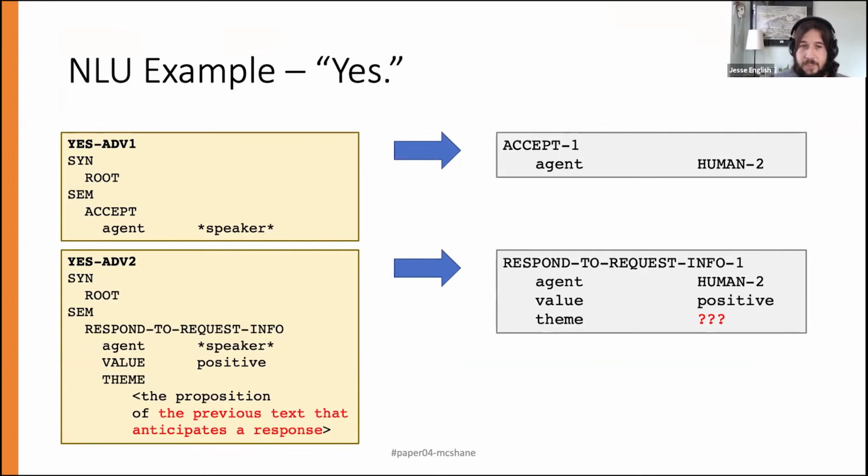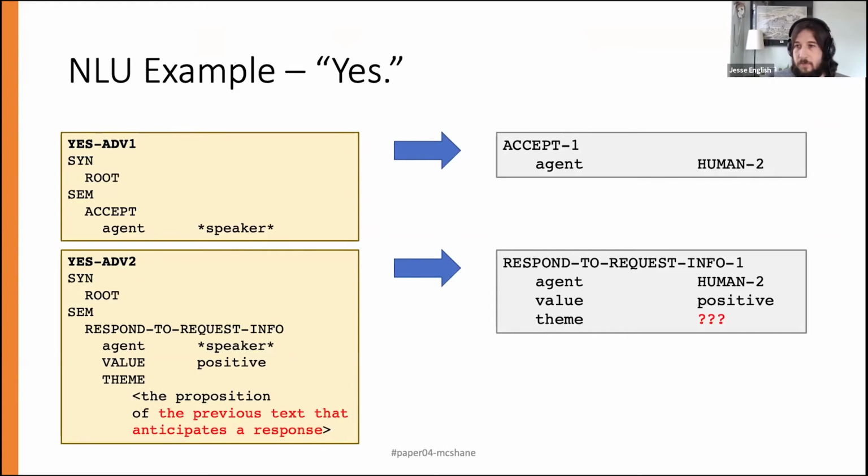The first one in the top left is really simple, really straightforward. It just means the speaker has accepted something. We don't know what. In just this text, these three relevant characters, there's no further information. And so the TMR that gets produced on the top right-hand side is an instance of accept with the human who was the speaker. That's all we can say there.